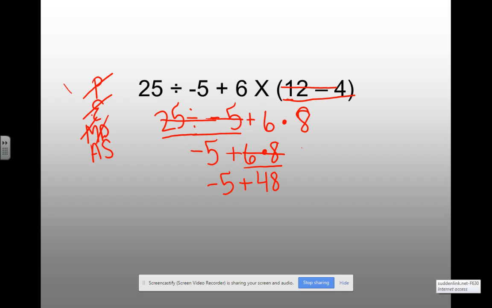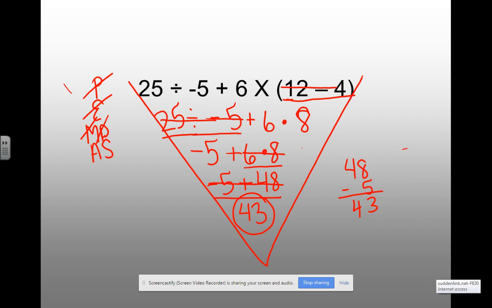And now I have addition and subtraction. Combining integers, 48 and a negative 5. Now, on this problem, the signs are different, so I'm going to subtract. I'm going to go to Scratch World, and that gives me 43, but 48 is further from 0, has a bigger absolute value. So 43 positive is my answer.